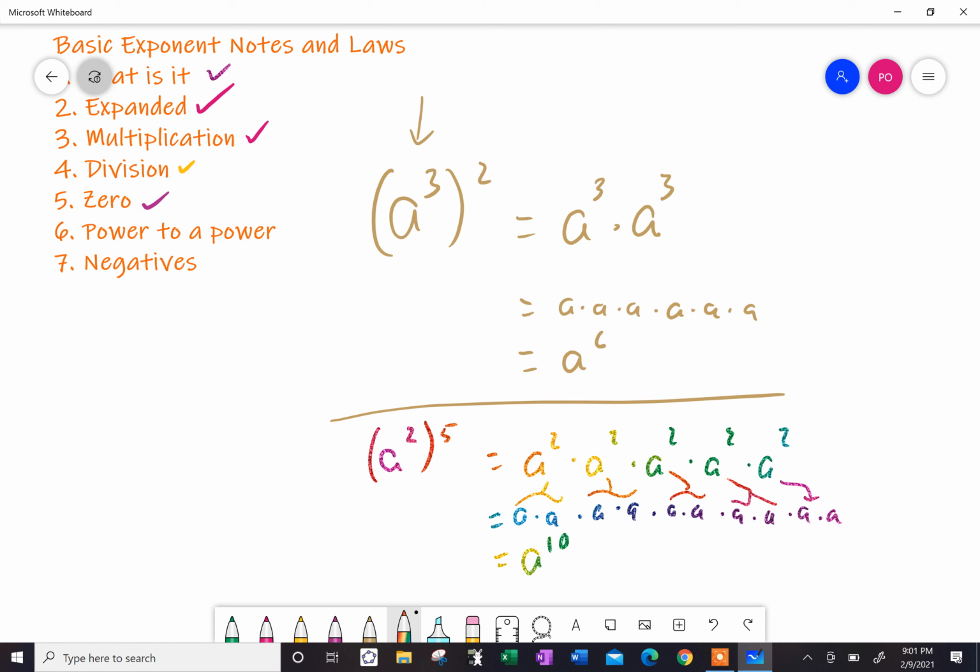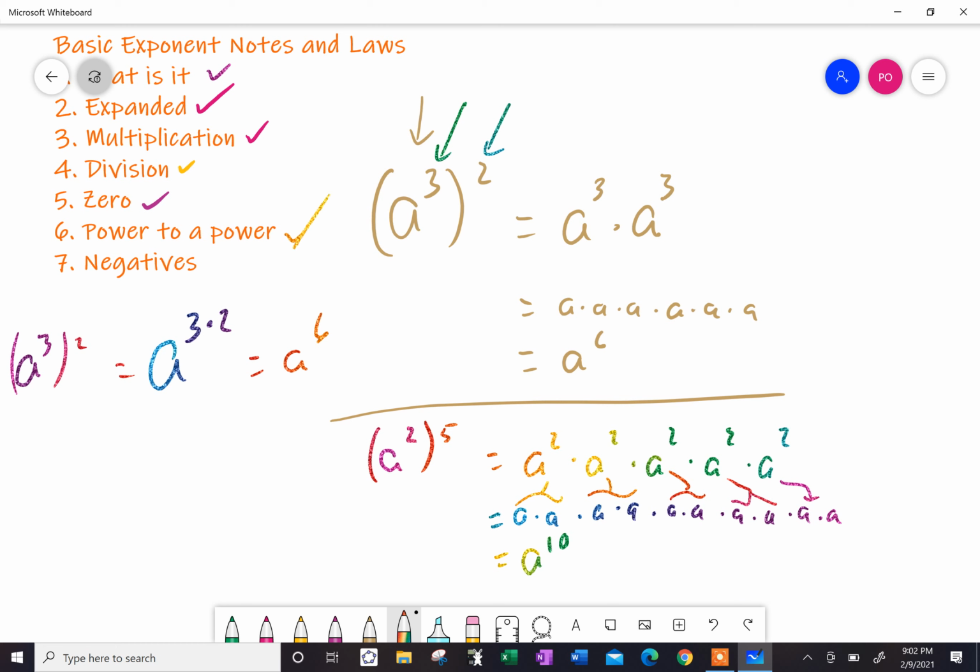And so what I'm hoping you're realizing is this. If you have a power to a power, you can simply multiply the exponents. And you get a to the 6.